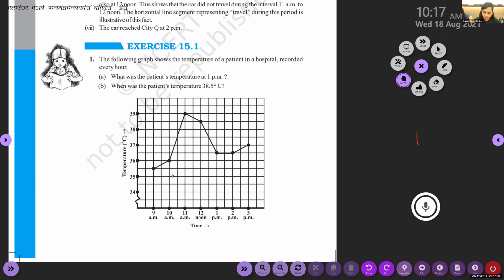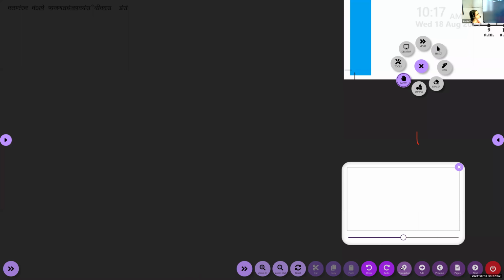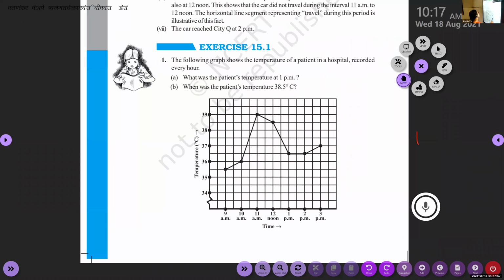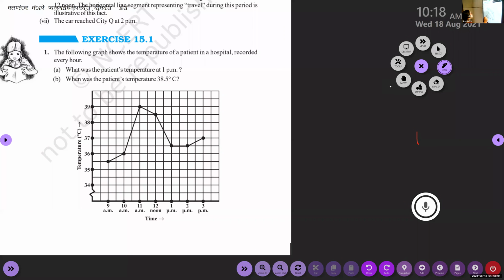What was the patient's temperature at 1 p.m.? Parvati, only Parvati, don't say in between. What was the patient's temperature at 1 p.m.? So the temperature is 36.5 degrees Celsius. All of you write the answer.